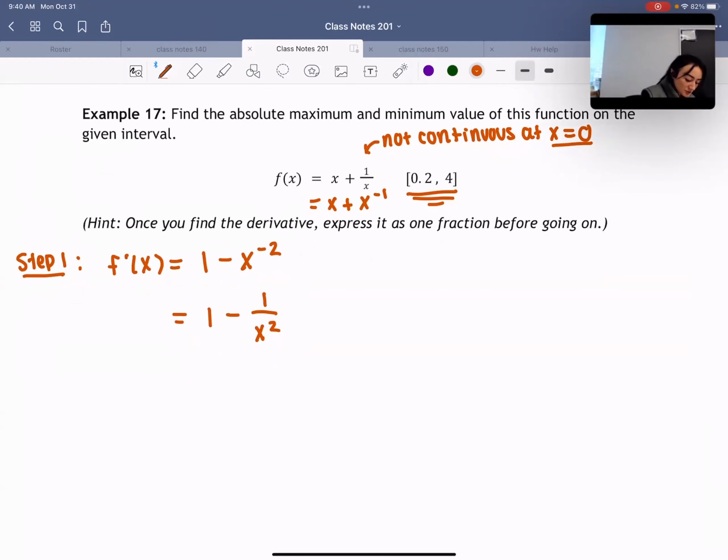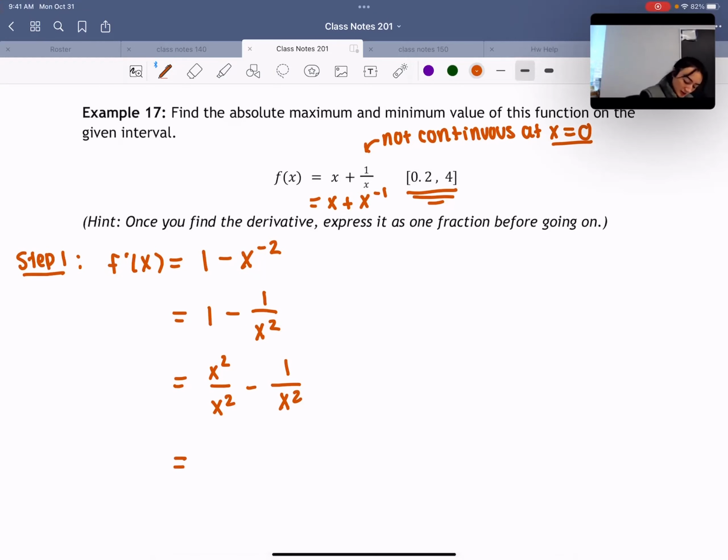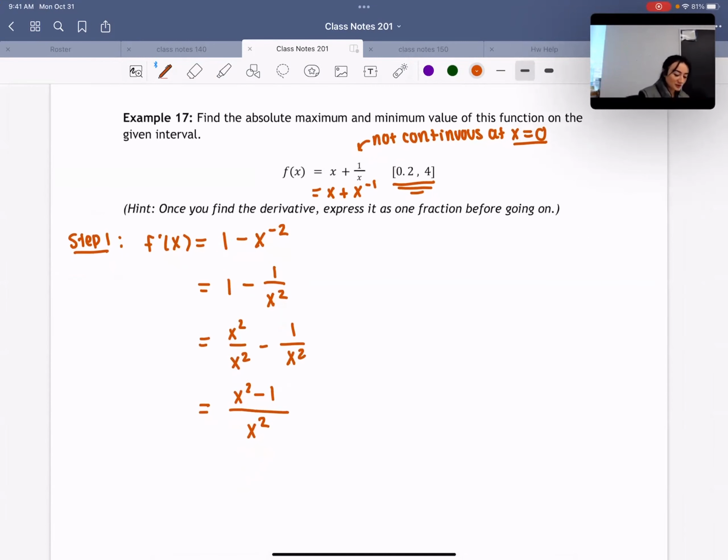So if I were to write this as a big fraction, the common denominator would be x squared. How can I write 1 as a fraction over x squared? X squared over x squared, right? So I can just multiply the 1 by x squared over x squared, and that allows me to combine this into one big fraction over x squared. So that is my derivative. You don't have to do that step, but I like doing it. Just makes me feel better.